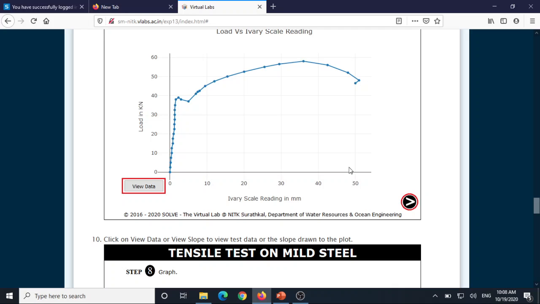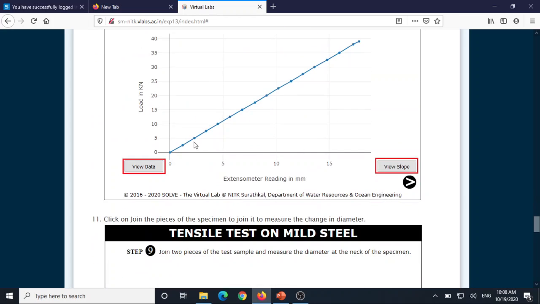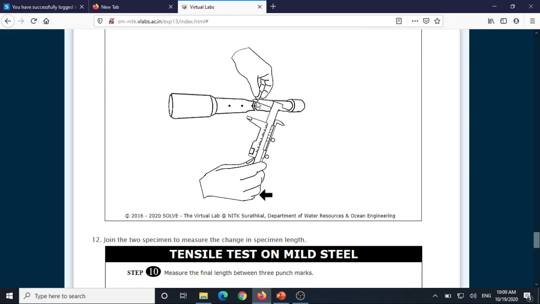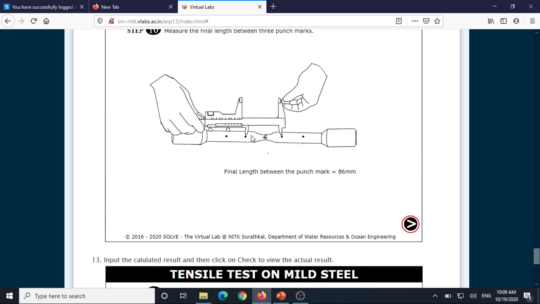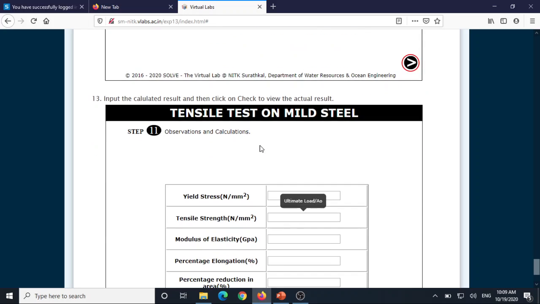When you draw the graph of the scale indicators versus load, you get a stress strain curve. And this is the plot of load versus extensometer reading. You can also download the data for the slope and measure the neck diameter. So this is the way to measure the distance of extension.